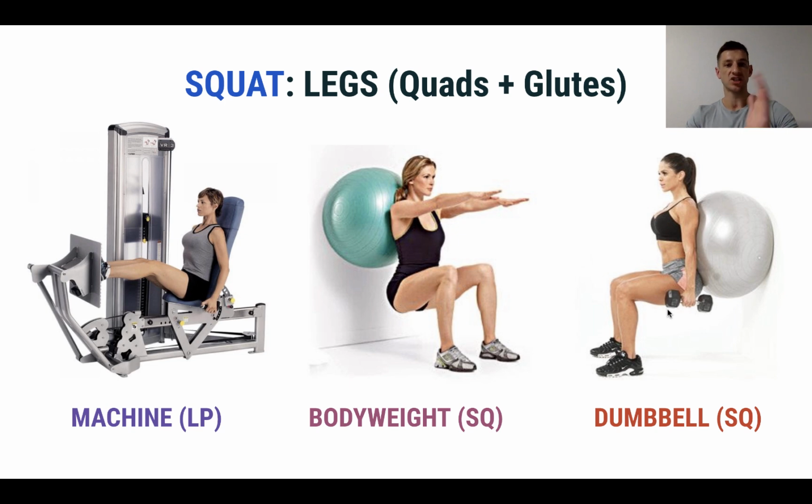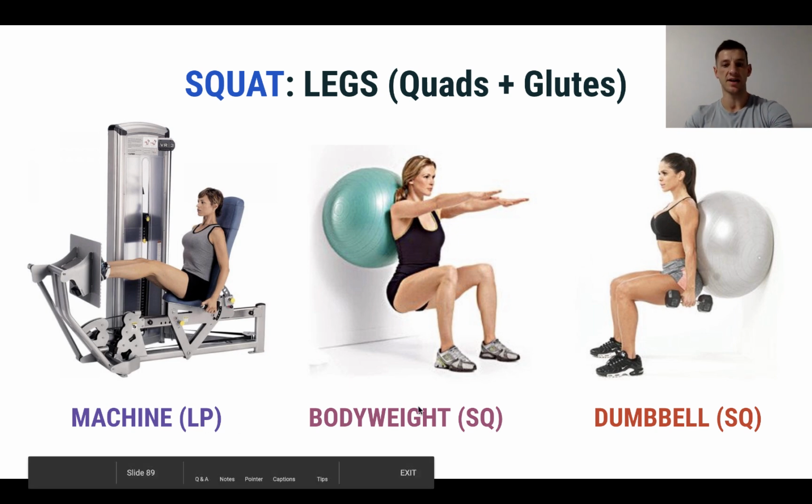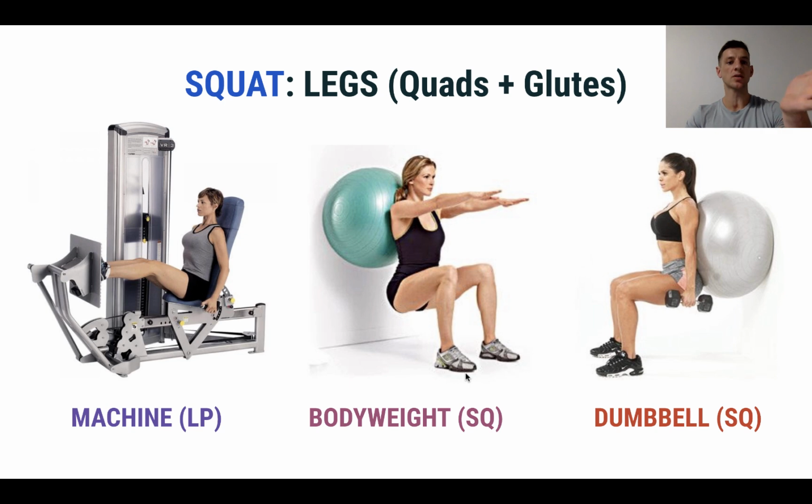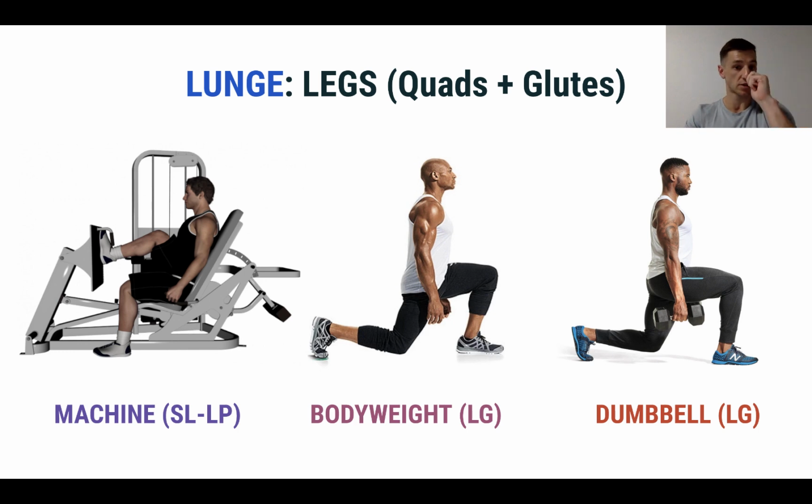Then we have the squat, again targeting the quads and the glutes. And so this would be machine, body weight, and the dumbbell. So dumbbell and body weight would be very similar. The only difference is that you would use a dumbbell here. For lunge, and again, sometimes you would alternate a squat for lunge, right? You wouldn't do them in the same workout necessarily, okay? But you could, but I'll show you what I mean. So you could do a single leg press. It's the same movement pattern as a lunge or a split squat. Okay, machine, body weight, and dumbbell.